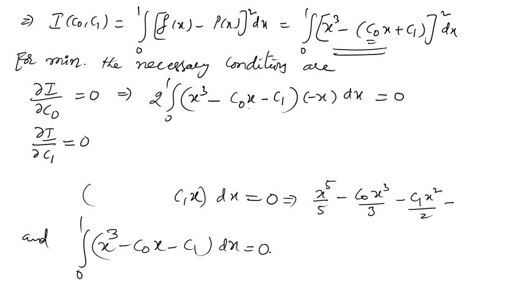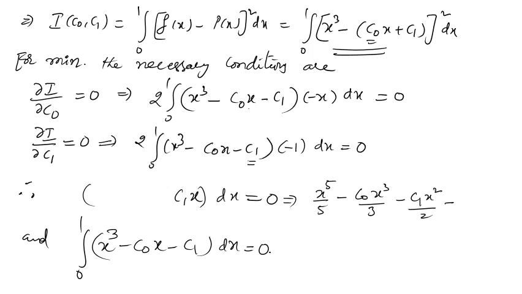And the next one one can do similarly. You can take the integration of this and then simplify. You can simplify this also, but this is better, I think. With respect to c1, this is 2 into the integral from 0 to 1 of x cube minus c0 x minus c1, and the c1 derivative is minus 1, dx equal to 0. In the first expression the 2 cancels and the negative is also cancelled. So what are the remaining expressions?